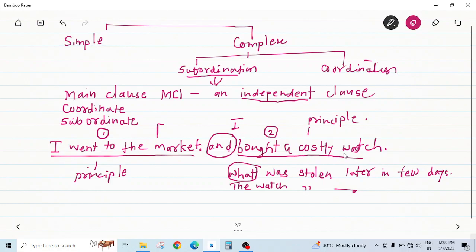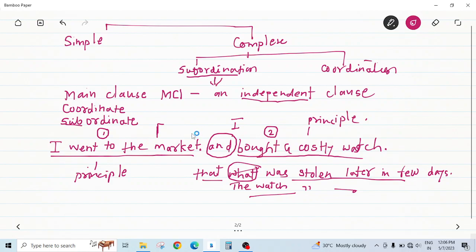Bought a costly watch that was stolen later in few days. Instead of what, we should write it that. Now this "that" word connects this separate independent clause with this earlier clause with that relative word. This "that" relative word is different from this coordination, and therefore it becomes a subordinate clause.